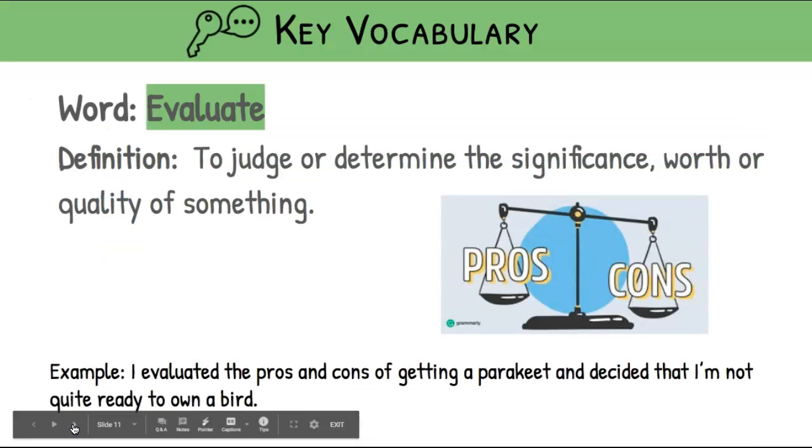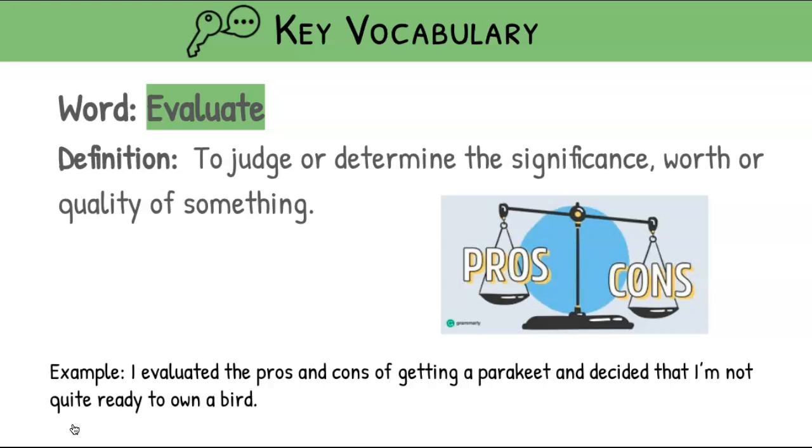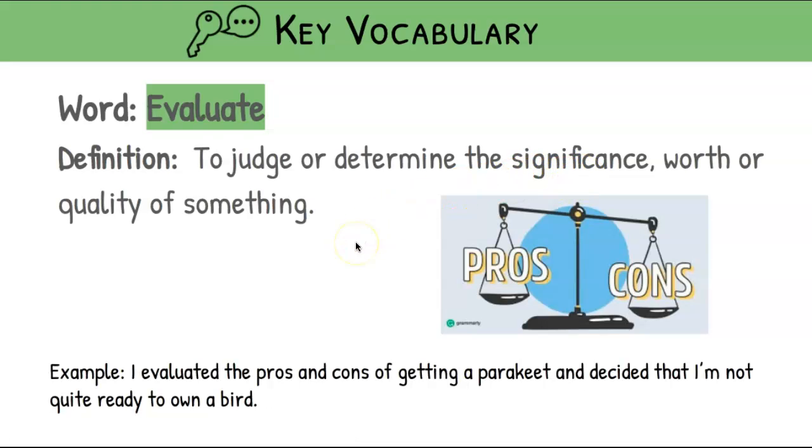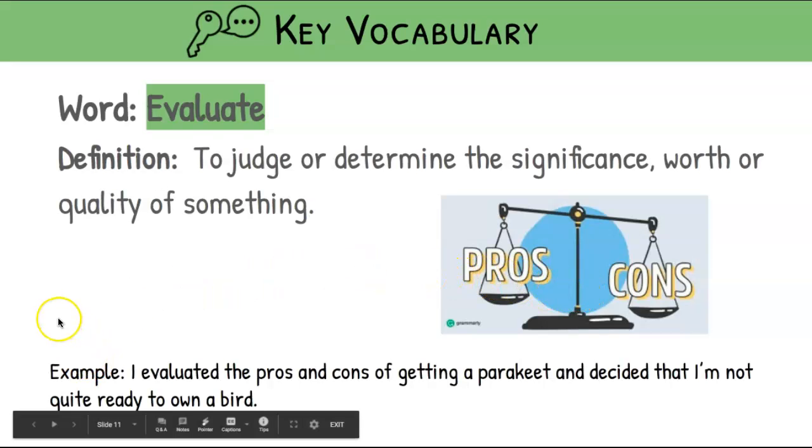So let's go over some key vocabulary words for today. The first word is evaluate. This means to judge or determine the significance, worth, or quality of something. You might weigh the pros and cons. For example, I evaluated the pros and cons of getting a parakeet and decided that I'm not quite ready to own a bird.